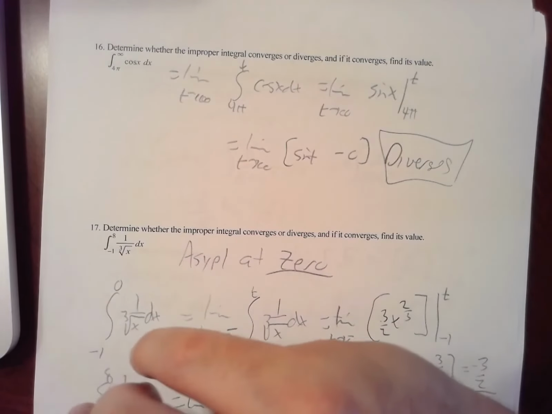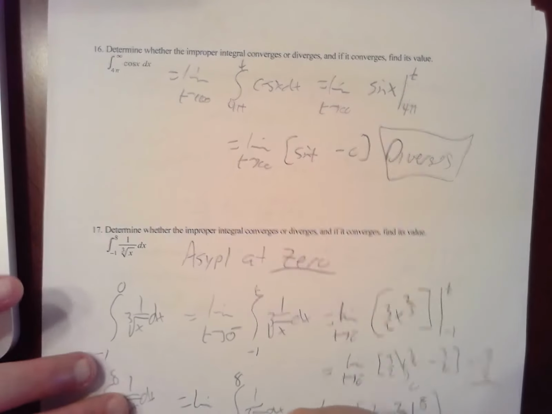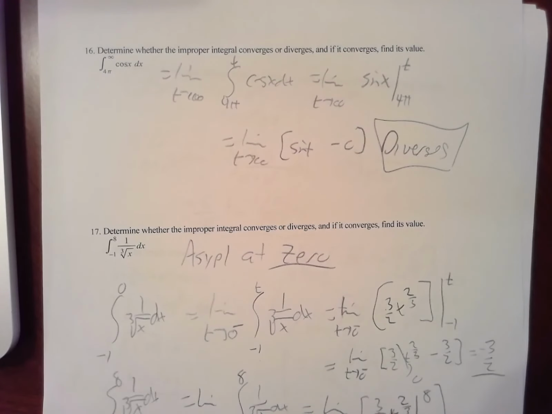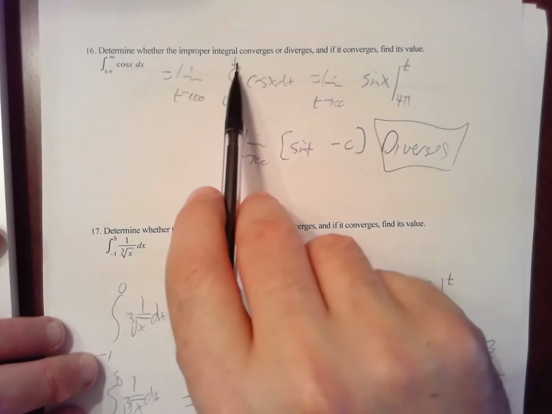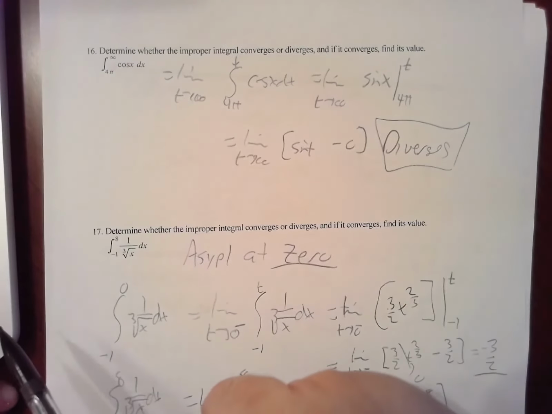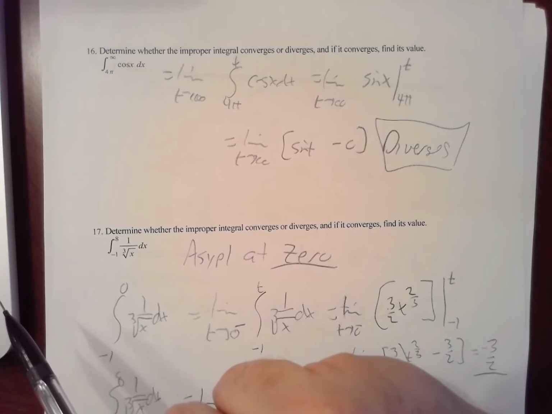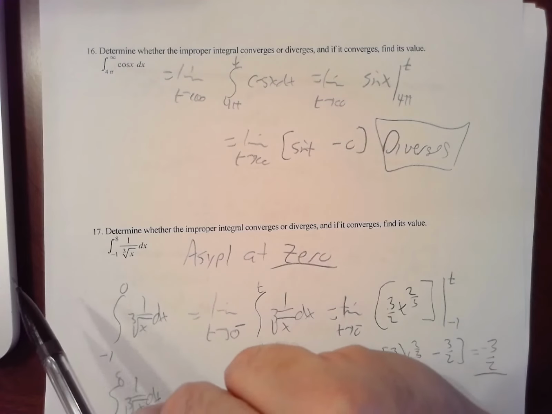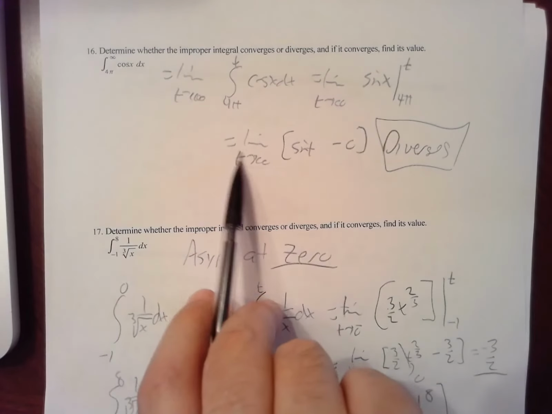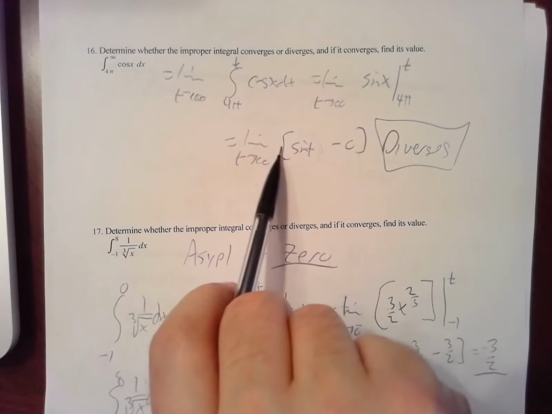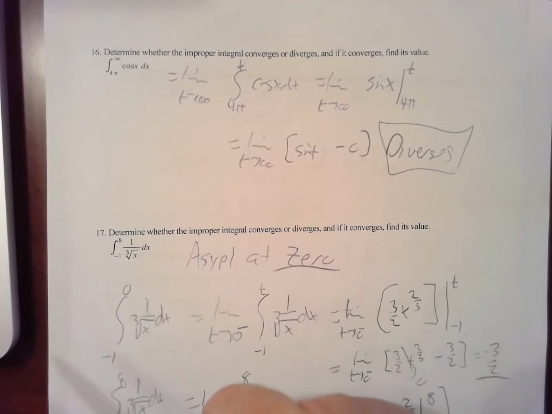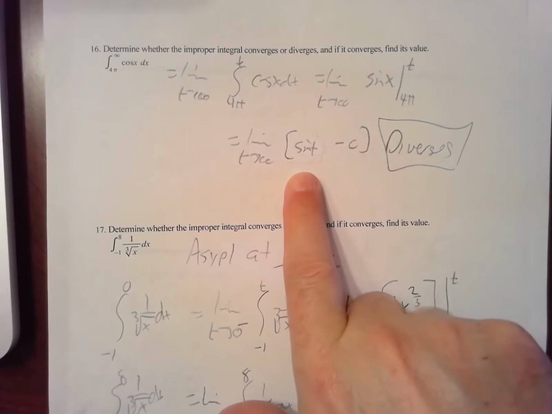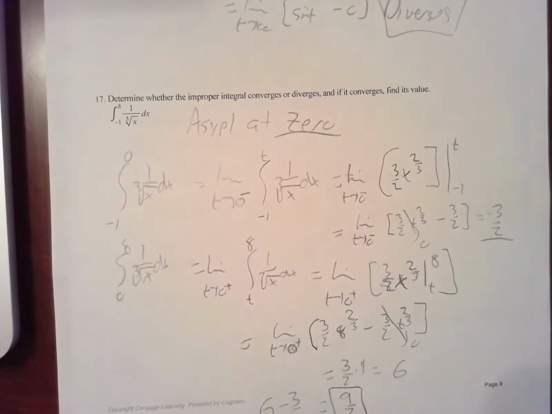Okay, same idea here. If we want to try to find this improper integral, we need to take a limit. So the limit, where the infinity was, limit as t goes to infinity of the integral from 4 pi to t of cosine x dx. And we get this limit. Sine of t does not converge to anything as t goes to infinity. This limit diverges. I don't even care what the other one does. It diverges. Sine doesn't converge.